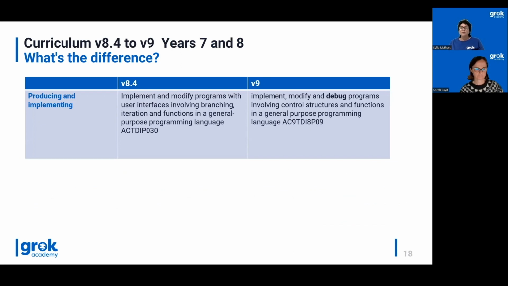So the differences between 8.4 and 9 in years 7 and 8, the differences in producing and implementing, is you can see on the right there in version 9, we have the addition of the word debug. So we still keep the words implement and modify, we're adding the word debug, which really does clarify what we expect students to do along the way.